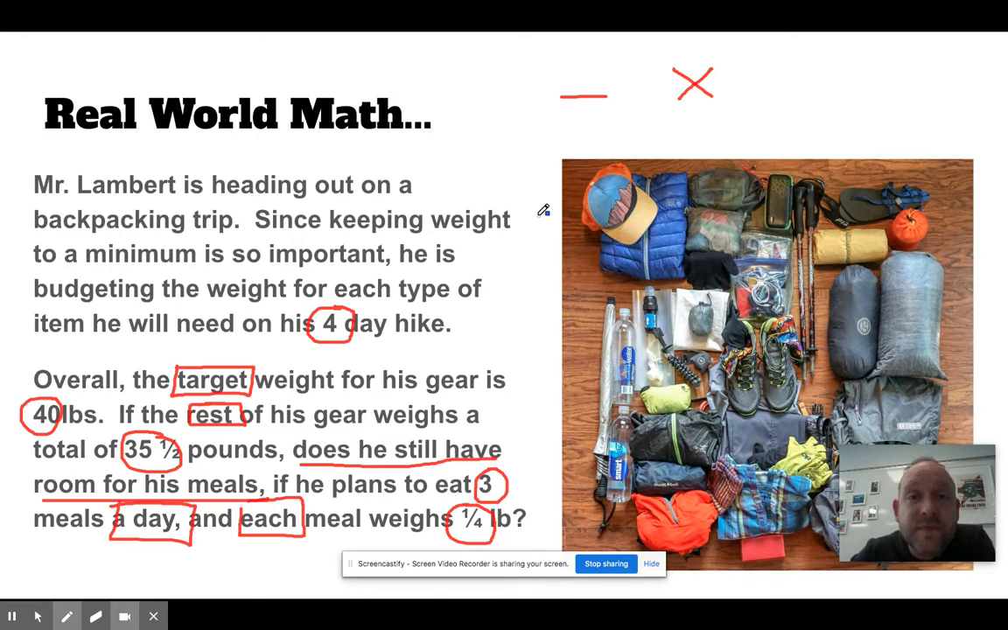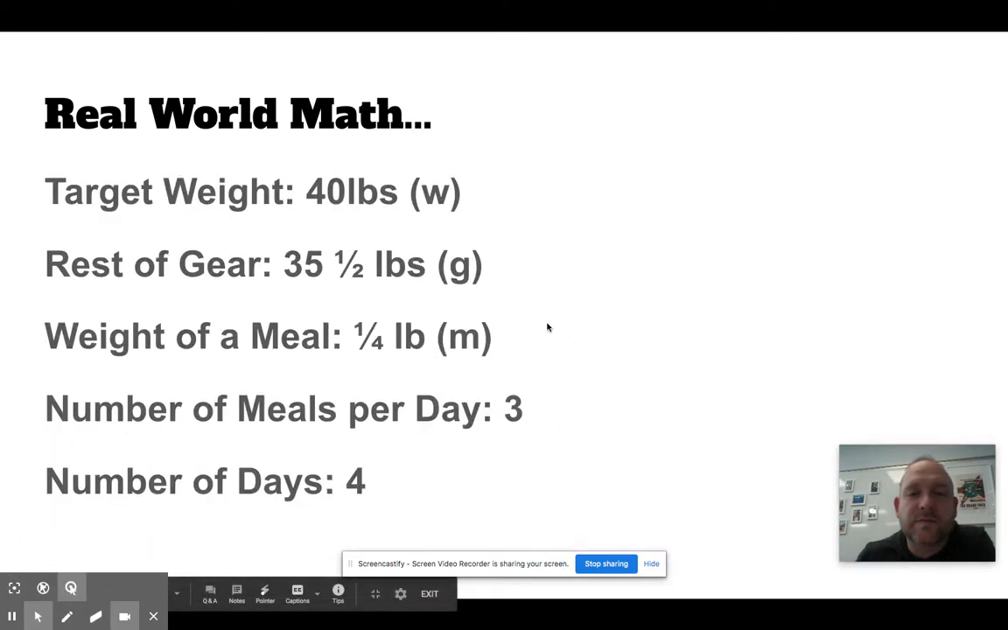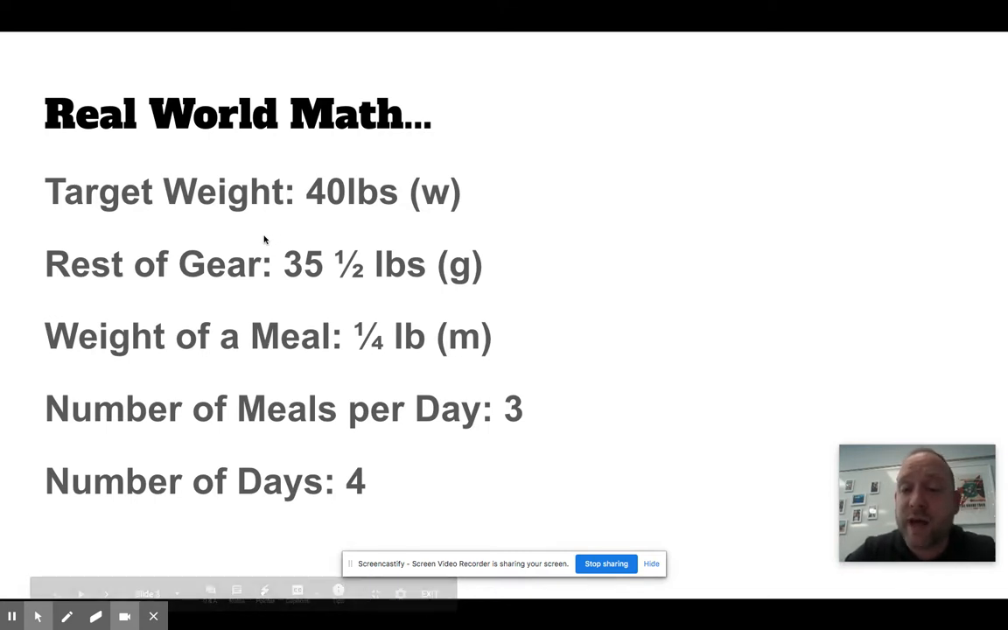All right, hopefully you paused and we're ready to go. Let's see what we've got. Going to erase this real quick so we have a nice clear screen to work with on the next page. All right, so here's what I came up with. I know I've got a target weight of 40 pounds. I'm going to call that W. The rest of my gear, I know I need 35.5 pounds. We'll call that G for gear. The weight of a meal, which we'll call M, is 1/4 of a pound.